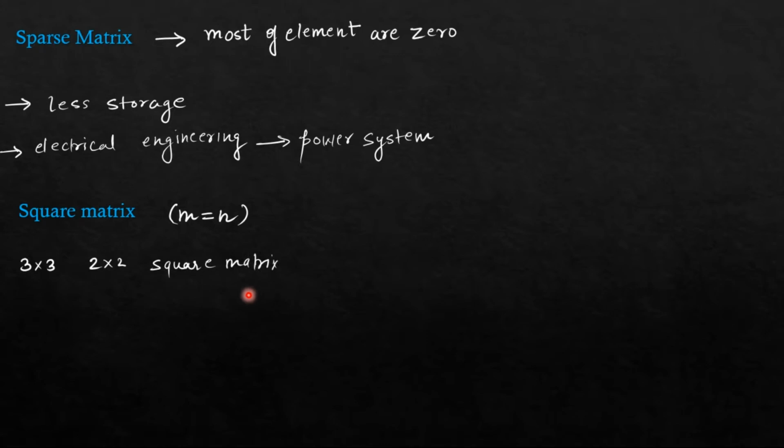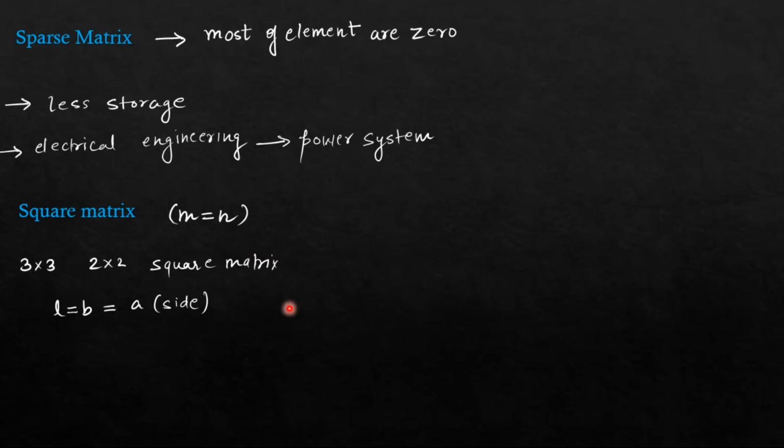Why is it known as square matrix? If you see the square, its length is equal to breadth, which is equal to side A. So similarly here the length corresponds to the number of rows, which is m, and the breadth corresponds to the number of columns, which is n. That is why it is known as a square matrix.